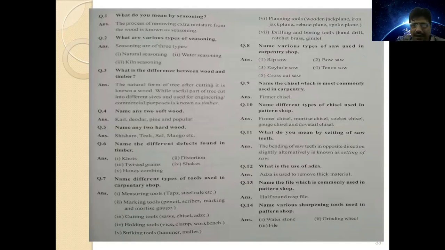There are three types of woods: soft, hard, and medium. Softwoods are kail, deodar, pine, and poplar. These are softwoods that can be easily crafted, whereas shisham, teak, sal, mango, palm, etc. are hardwoods. These are hard to work and hard to cut, but their life is very long. Kail, deodar, pine, and poplar do not have much life, but they can be given shape and size.